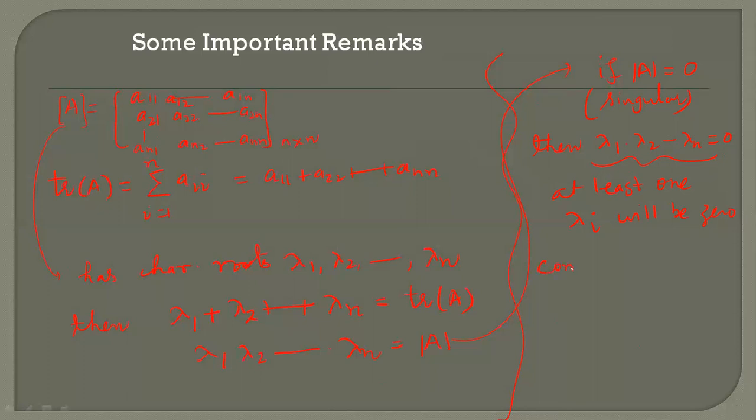Means at least one lambda i will be 0. Conversely also, if any eigenvalue lambda i is 0 for any i, 1 to n, then the determinant is 0, the matrix is singular. So what is the conclusion here? If 0 is an eigenvalue of a matrix, then the matrix is singular, and conversely also.